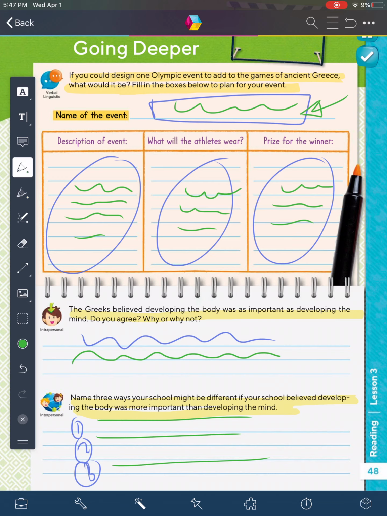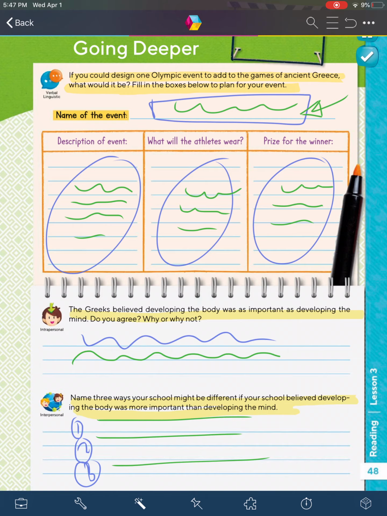Okay? In most of the schools, we work a lot with your mind, but not as much with your body. So imagine that if it was different, how would it be? Write at least 3 ideas. Ready? Time to work.